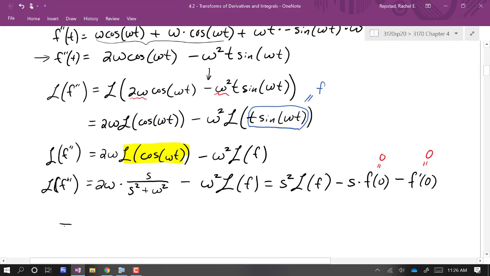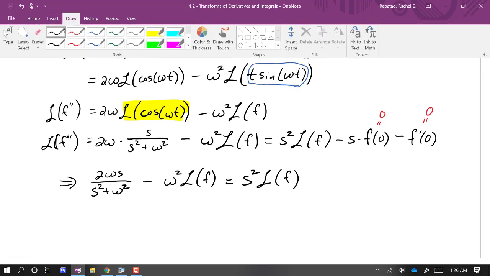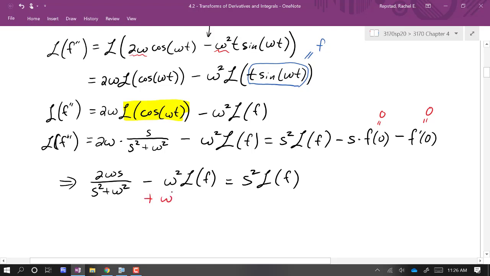And so now we have our equation that 2 omega s over s squared plus omega squared minus omega squared times the Laplace transform of f is equal to s squared times the Laplace transform of f. Now we can treat this as an equation that we're going to solve for the Laplace transform of f. I'm going to add omega squared times the Laplace transform of f to both sides.